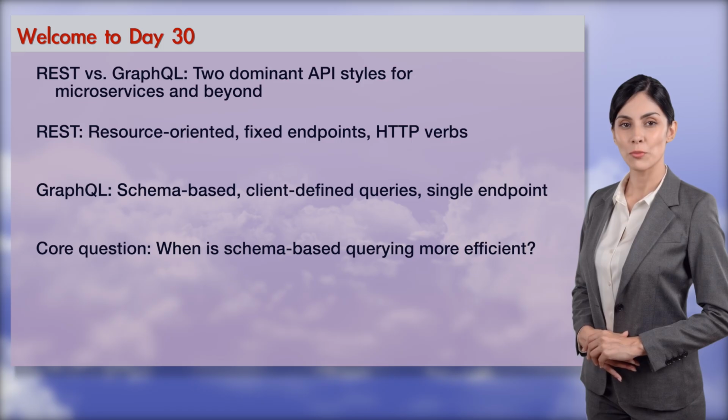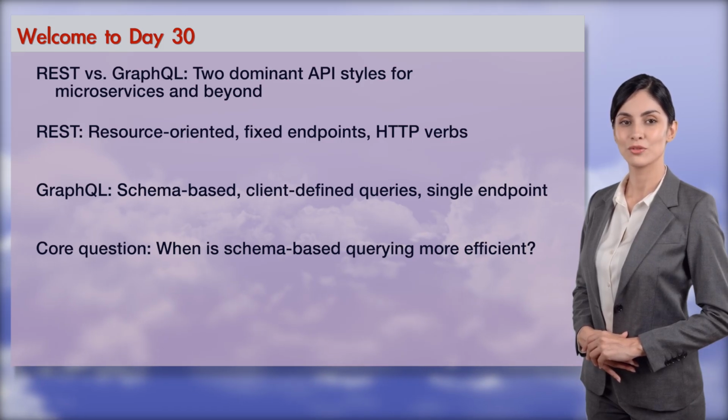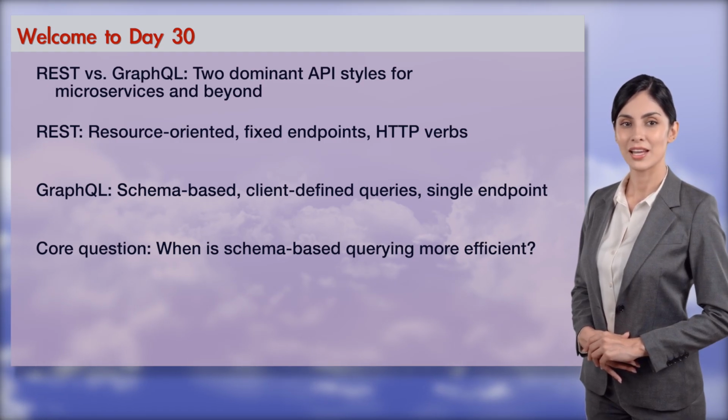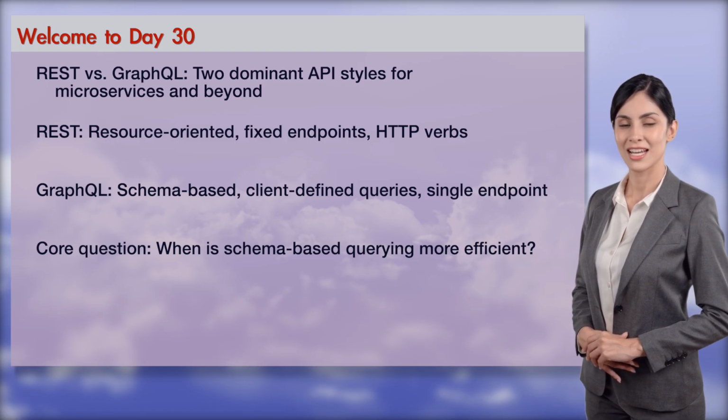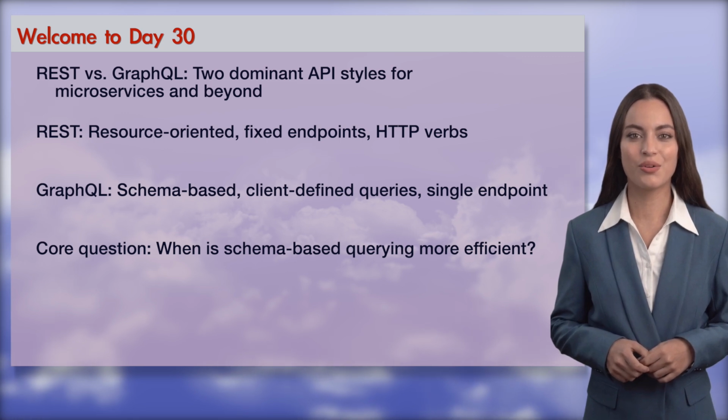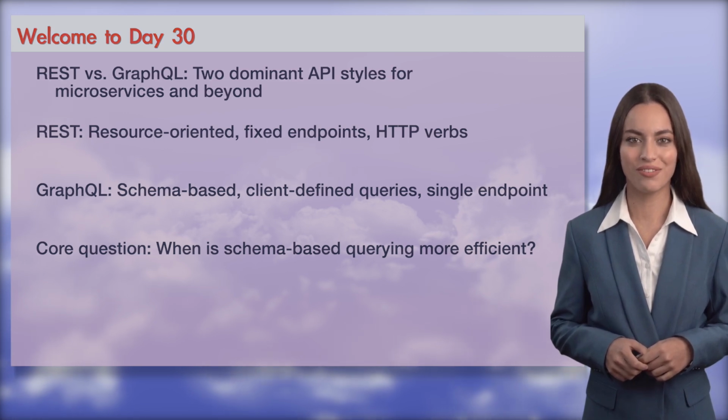We'll examine performance, bandwidth, over and underfetching, versioning, security, tooling, real-world trade-offs, and how both integrate with day 26 API gateways, day 7 microservices, and day 13 security controls. This is one of the most practical and frequently debated choices in architecture. Today we go deep so you can decide with confidence.